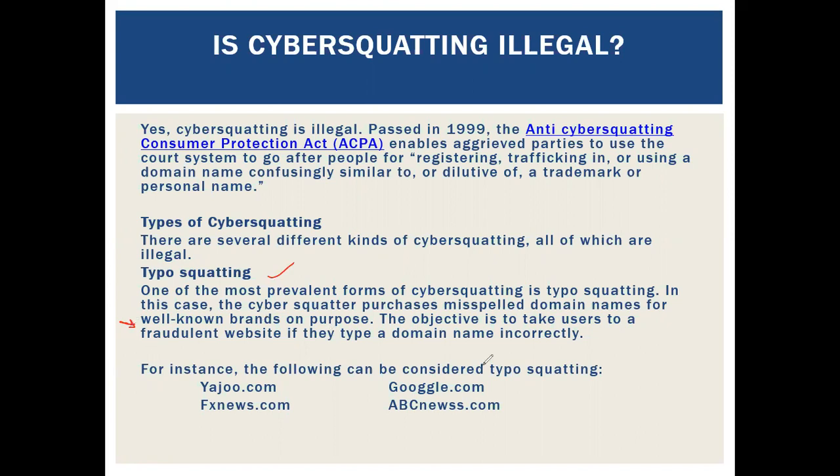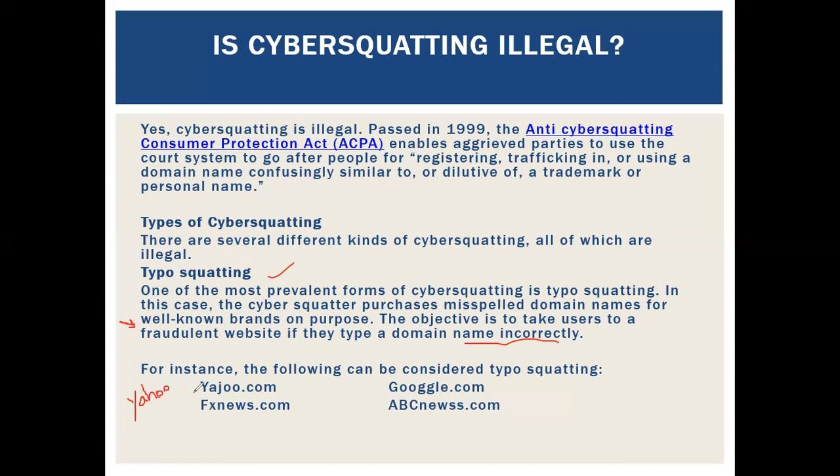If a user is sometimes using the domain incorrectly and they have no idea about the exact spelling, and they are using that spelling mistakenly, then they will be accessed. For instance, the following can be considered a type of typosquatting, like Yaju. You know the main name? I guess that's one of our famous ones, Yahoo. Yes, it is basically Yahoo, but some people use Yaju.com.